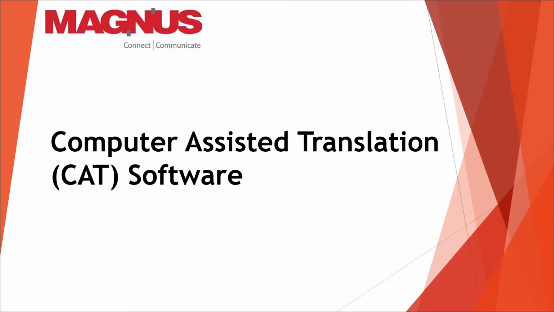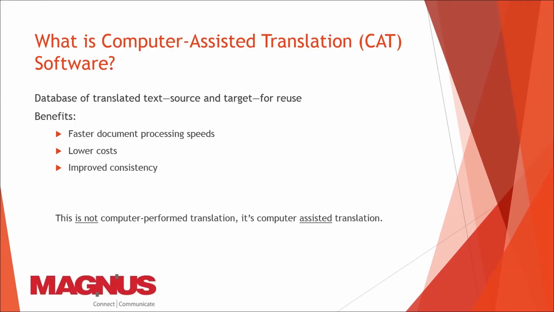Computer-assisted translation, or CAT software. What is a computer-assisted translation, or CAT tool? It's a database of translated text, both source and target, with features to support the efficient use of previously translated text. Translators use this software to enhance productivity and consistency.